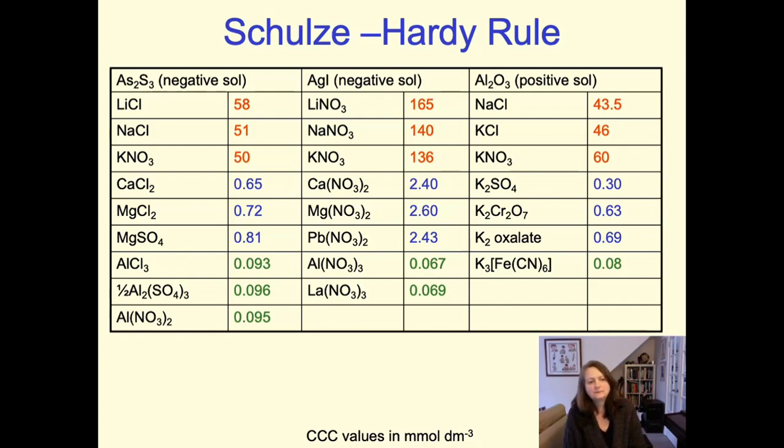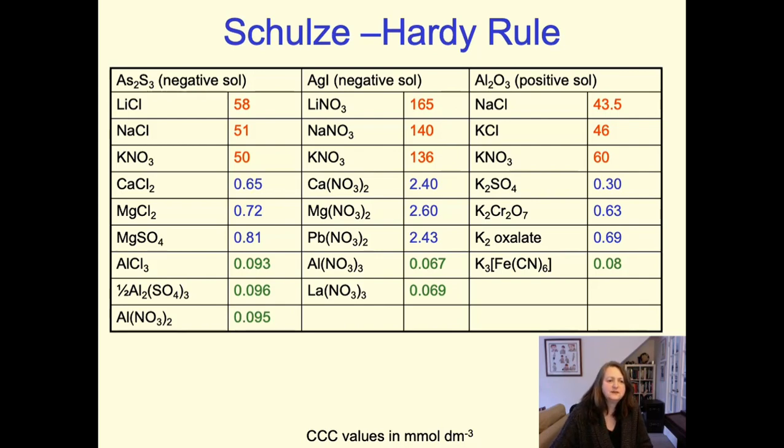Okay, and then we're adding lots of different electrolytes, and we're seeing how much of the electrolyte we need to add in order to cause aggregation of our particles that are suspended in solution. Okay, so this is how much, and it's in millimoles per decimeter cubed, so millimolar. This is how many millimoles of these electrolytes we need to add in order to destabilize our suspension just a little bit.